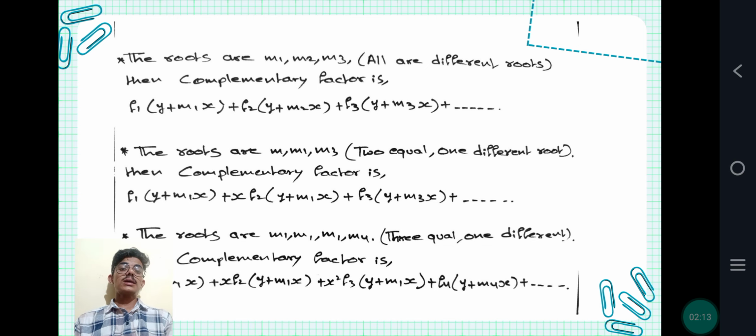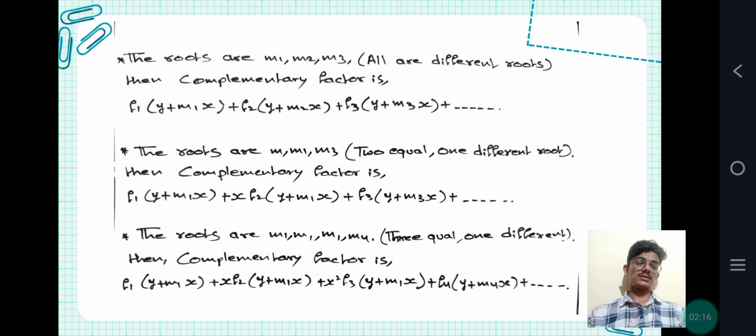Third condition is that the roots are m1, m1, m1, m4. Here three roots are equal and one is different. So the complementary function is f1(y + m1x) + x f2(y + m1x) + x² f3(y + m1x) + f4(y + m4x). These are the auxiliary equations and complementary functions for the roots.